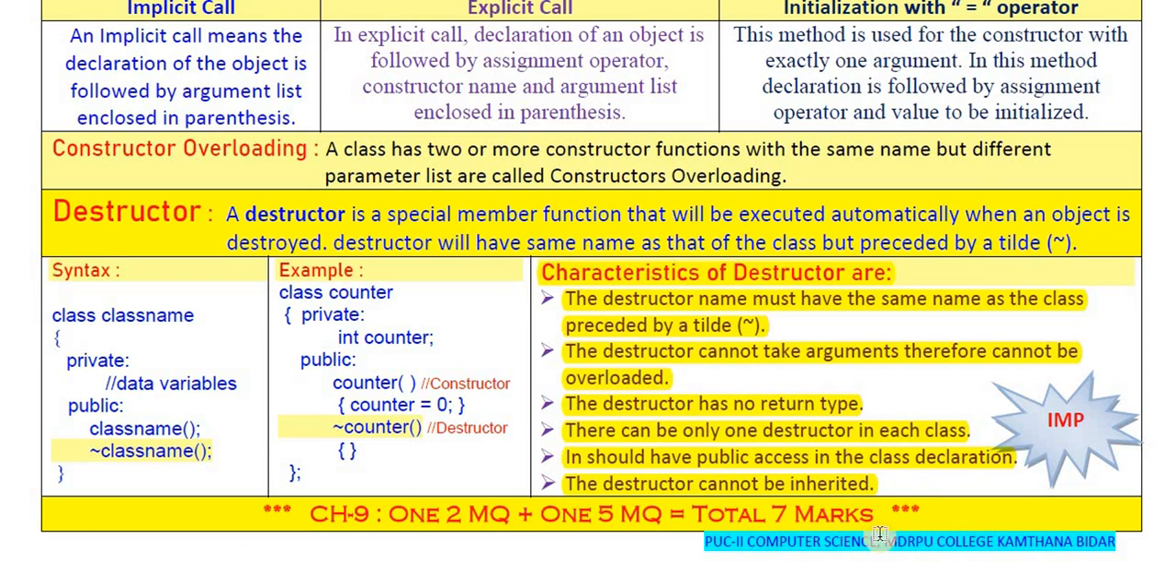So this chapter 9 is for a total of 7 marks. So in examination you will get a total of 2 questions from this chapter: one 2 marks question and one 5 marks question, total 7 marks. But for this year, because the syllabus is reduced, in examination you will get 3 questions from this chapter. So 3 questions means 1 question of 2 marks, 1 question of 3 marks and 1 question of 5 marks. Total 10 marks. Total 3 questions will come from this chapter and you will get a total of 10 marks from this chapter.